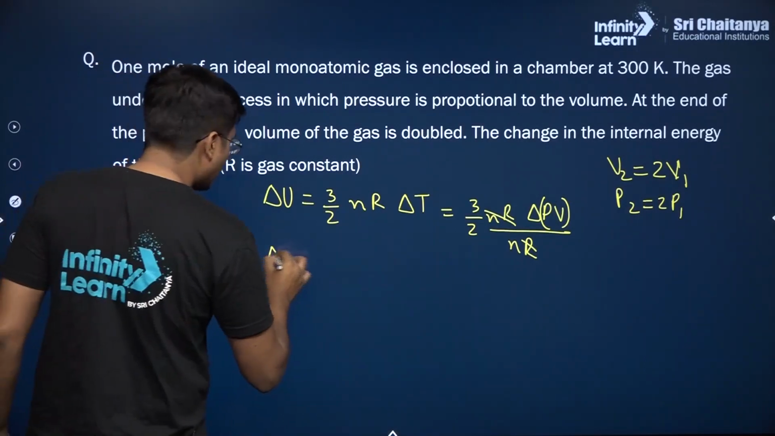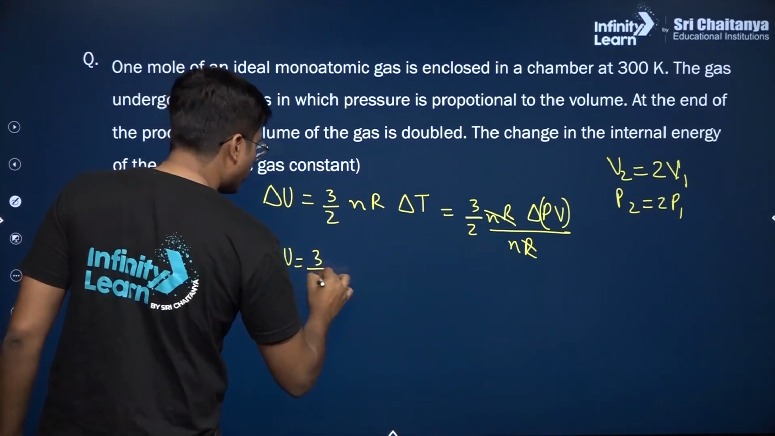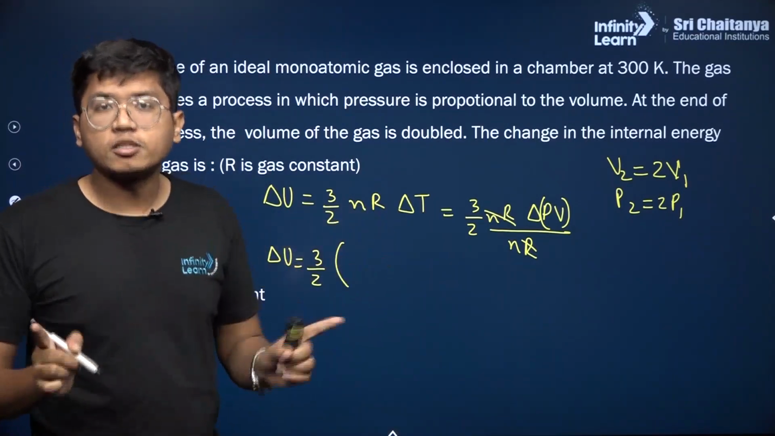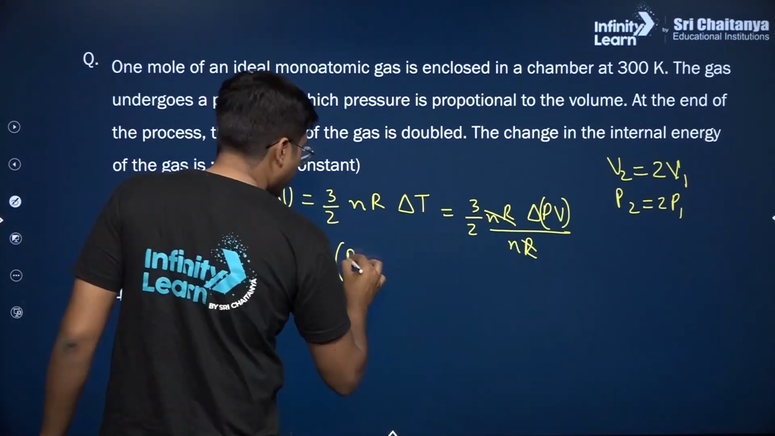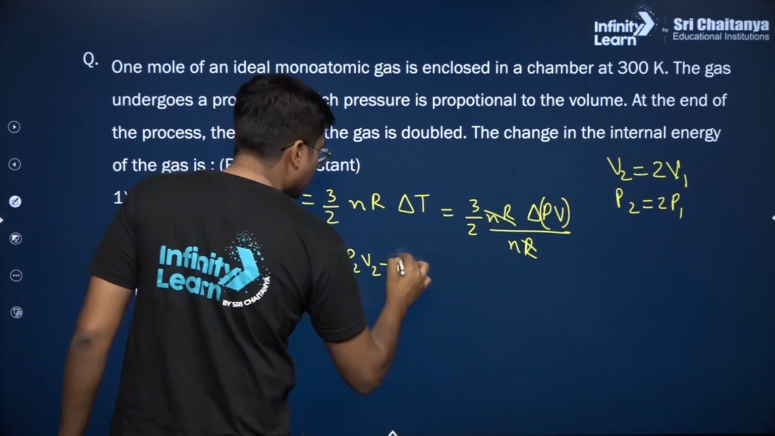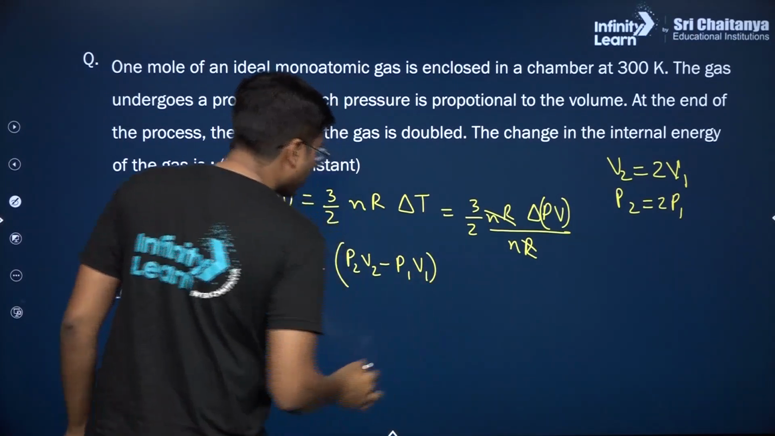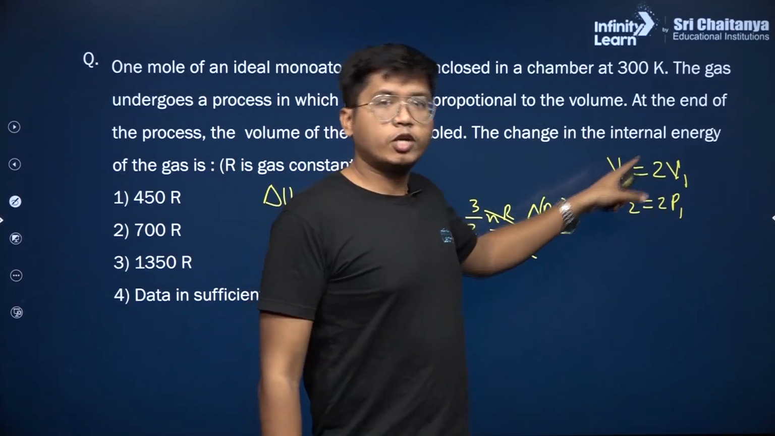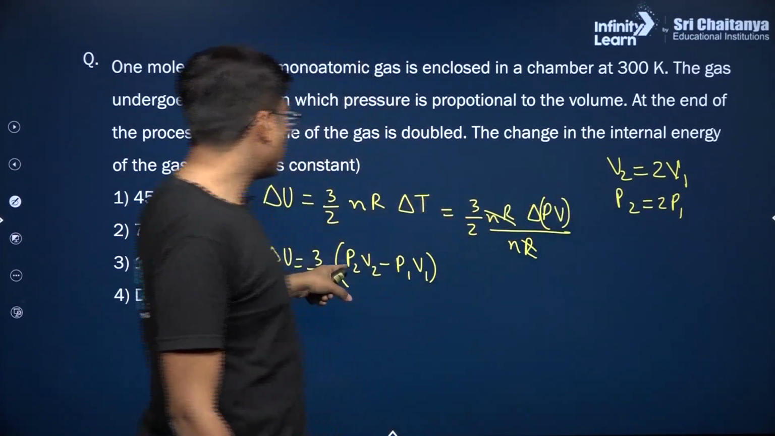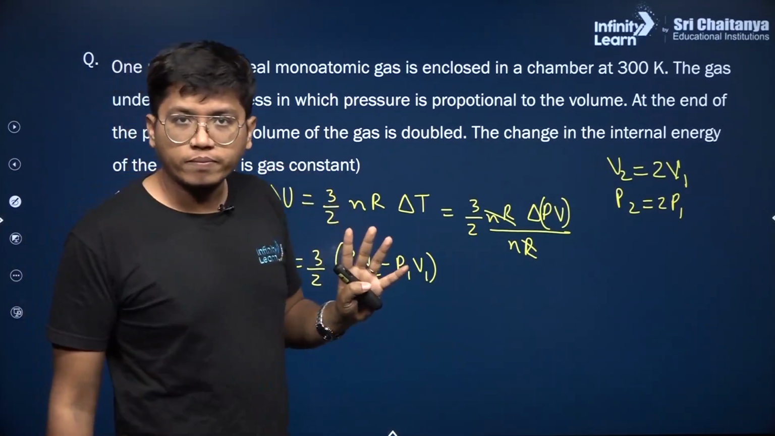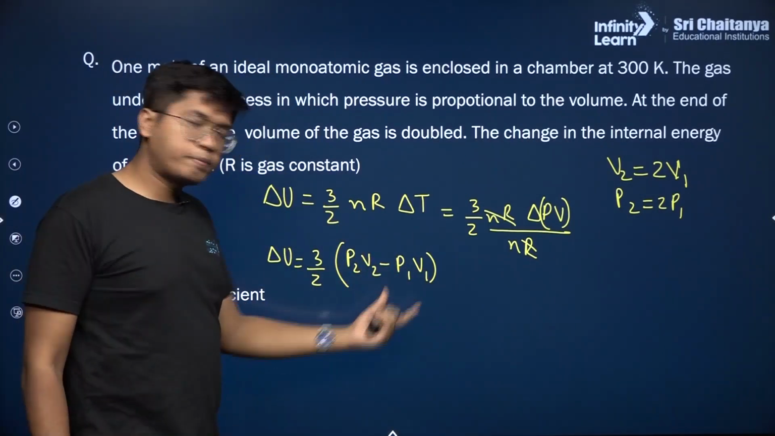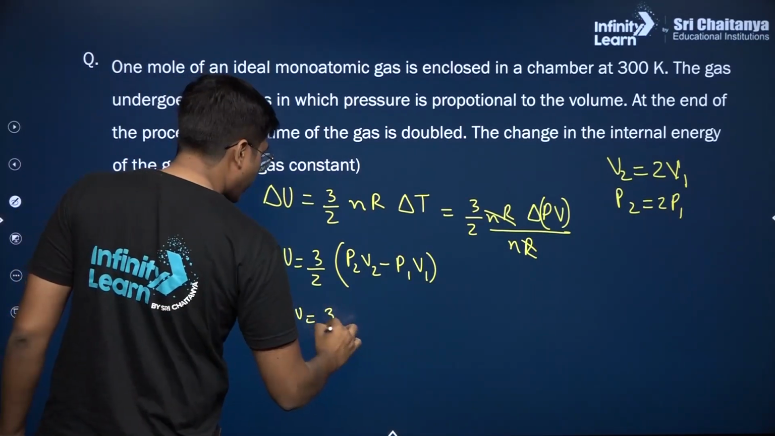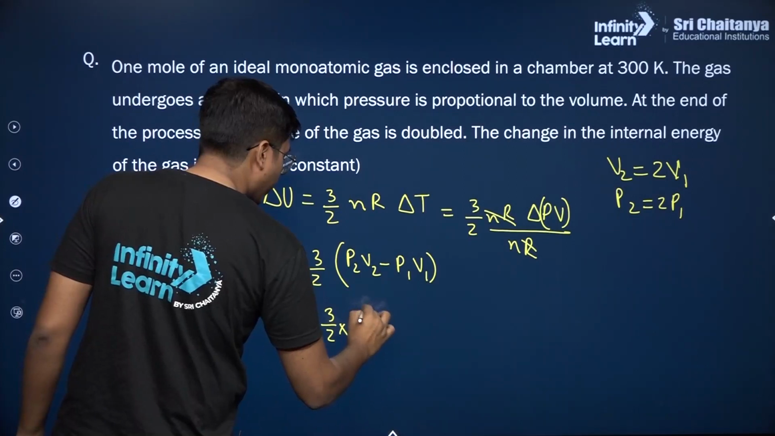So your delta U is 3 by 2 into P2 V2 minus P1 V1. That is the change in PV. So P2 V2 minus P1 V1. Now P2 V2 we already got. P2 is 2 times of P1 and V2 is 2 times of V1, which means P2 V2 would be 4 P1 V1. So 4 P1 V1 minus P1 V1 gives us delta U is equal to 3 by 2 into 3 P1 V1.